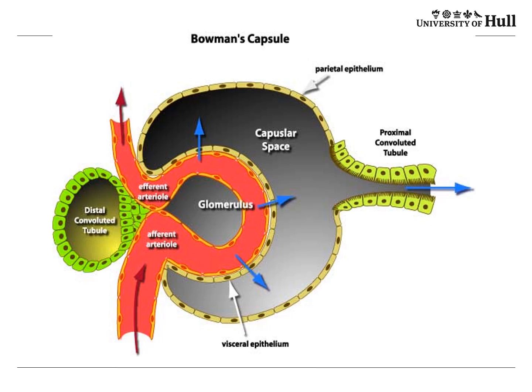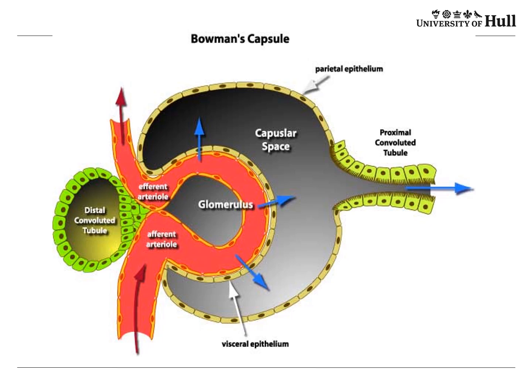The Bowman's capsule is made up of epithelium connected to the proximal convoluted tubule on the right, and on the left you can see the distal convoluted tubule. This is not connected to the Bowman's capsule directly, this is just how the structure is folded up in the kidney.